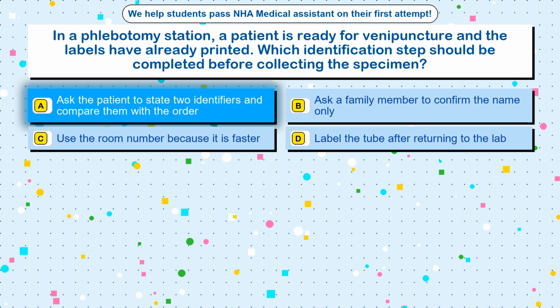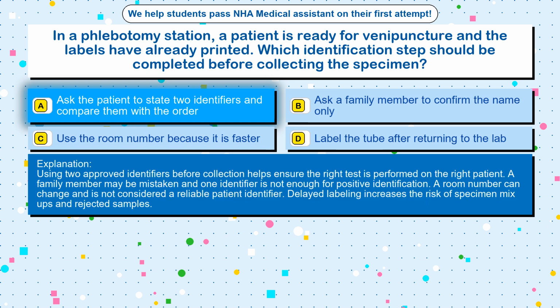The correct answer is option A. Ask the patient to state 2 identifiers and compare them with the order. Using 2 approved identifiers before collection helps ensure the right test is performed on the right patient. A family member may be mistaken and 1 identifier is not enough for positive identification. A room number can change and is not considered a reliable patient identifier. Delayed labeling increases the risk of specimen mix-ups and rejected samples.